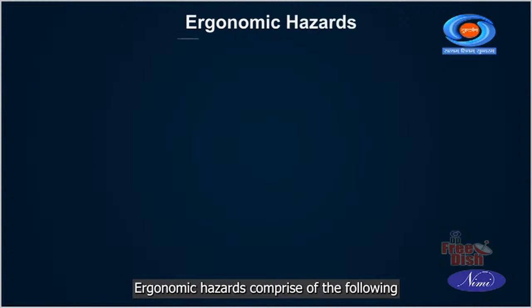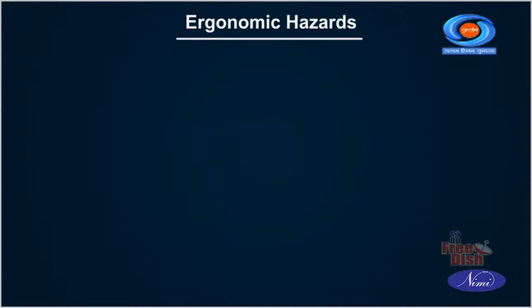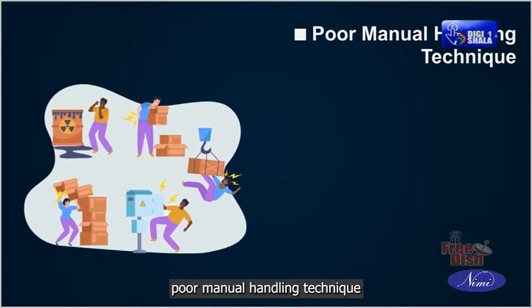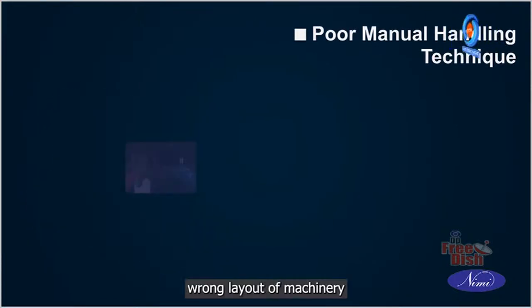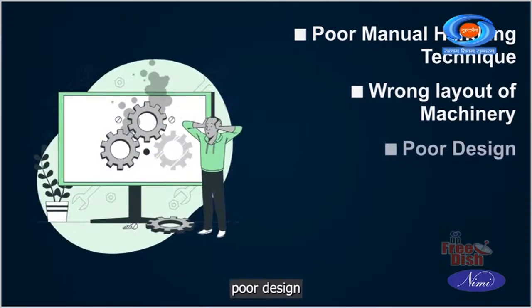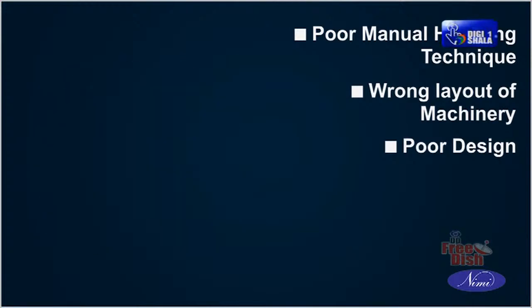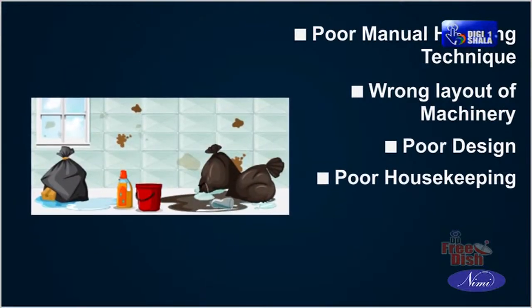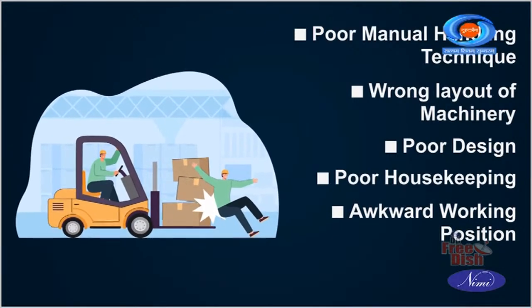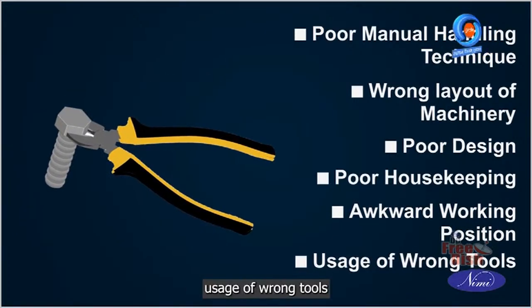Ergonomic hazards comprise the following: poor manual handling technique, wrong layout of machinery, poor design, poor housekeeping, awkward working position, usage of wrong tools.